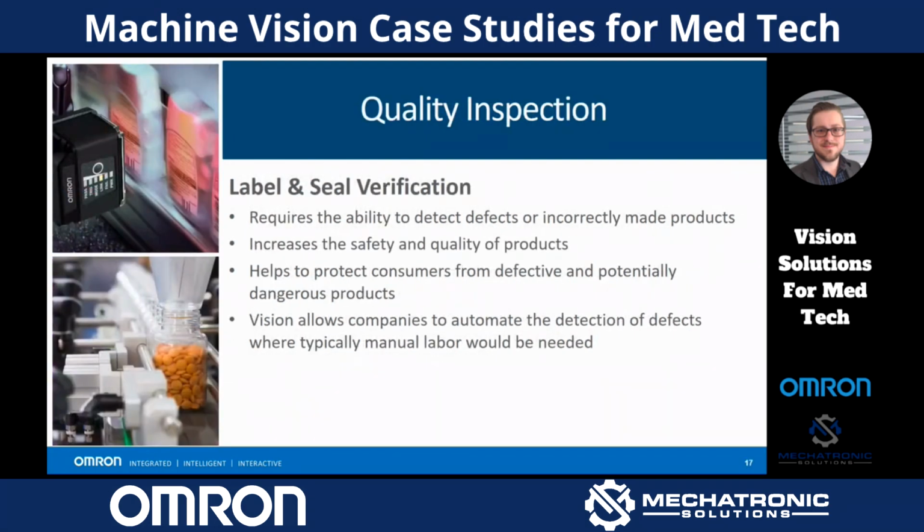The next one I want to talk about is quality inspection, and we'll have some really cool examples here as well as a case study, I believe, in just a second. So label and seal verification. This requires really the ability to detect if a product was incorrectly made. The big and huge thing for this is really in pharmaceutical.